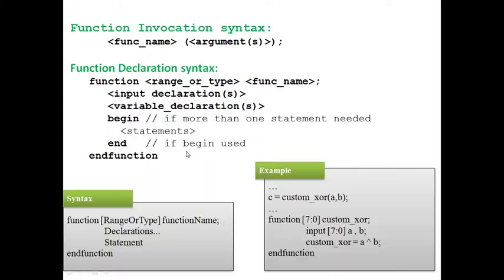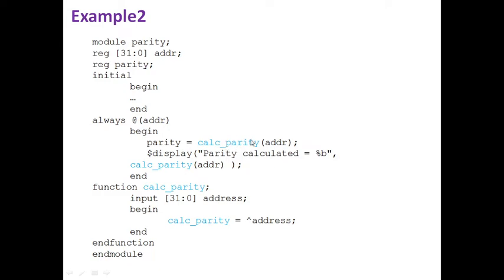So here the function, whatever it is, the function calc parity is invoked like this, and it is declared here in this manner with some input arguments. As soon as the function definition block is completed and the function is executed, the return value is placed here, that means at calc parity, and it is handed over to the parity register. So as it was invoked here, calc parity is invoked here.